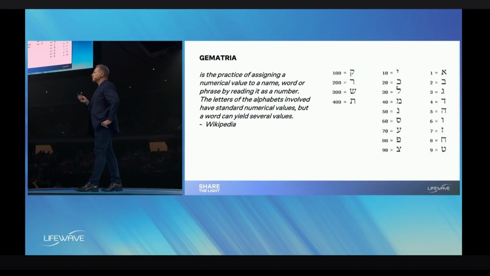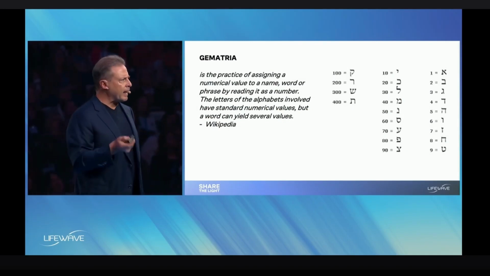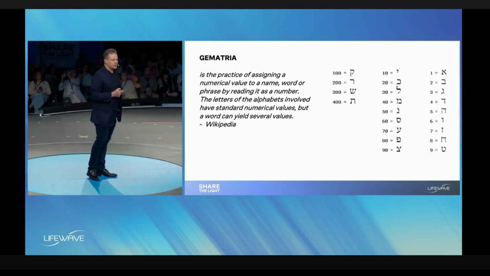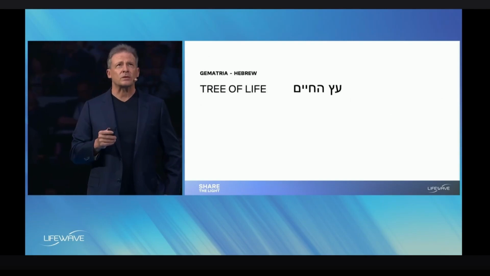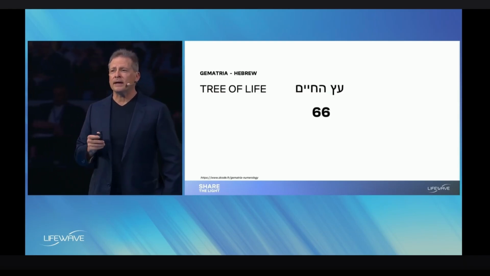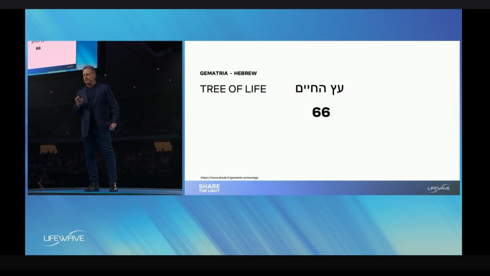So we're going to convert the English over to the original Hebrew and then use gematria to convert those letters back over into numbers. So if we take the phrase tree of life, depending on the calculator that we use, we come up with the number 66.